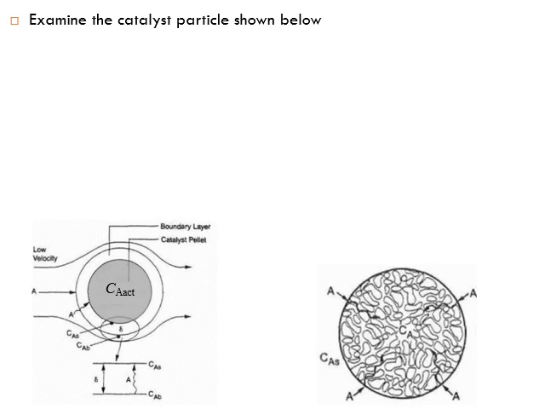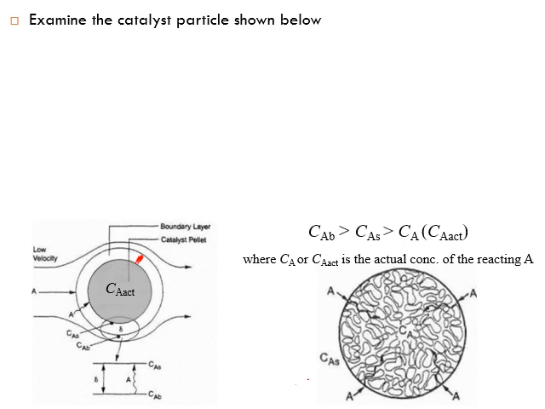Why? Let's examine the catalyst particle shown below. So we have here a catalyst particle. Of course, this particle is placed in a bed of particles, right? The flow is coming and going around the particle, creating a boundary layer. There are concentration gradients, and obviously the concentration of A in the bulk is more than the concentration of A on the surface, which in turn is more than the concentration of A inside the particle. You know that already.